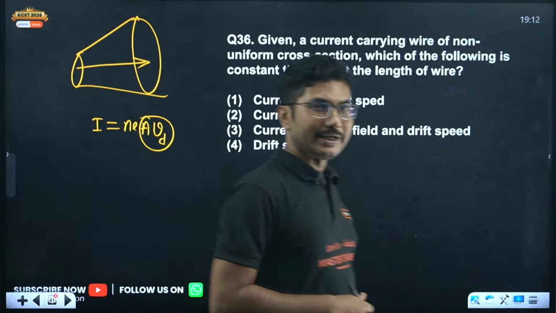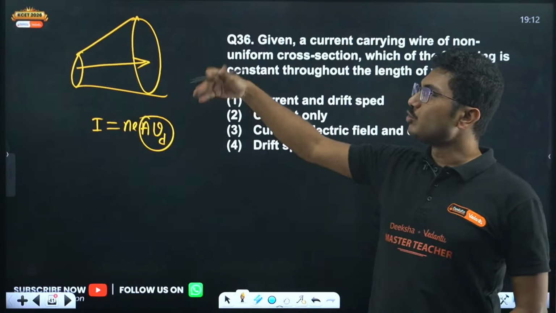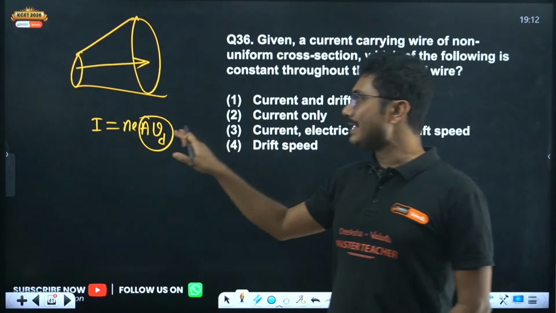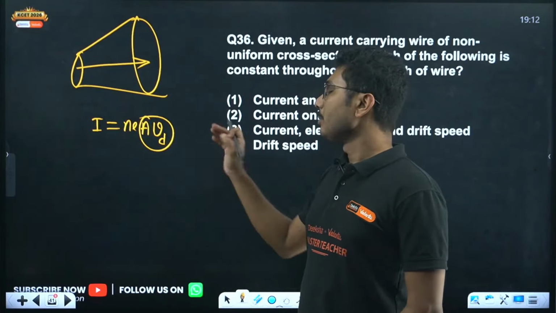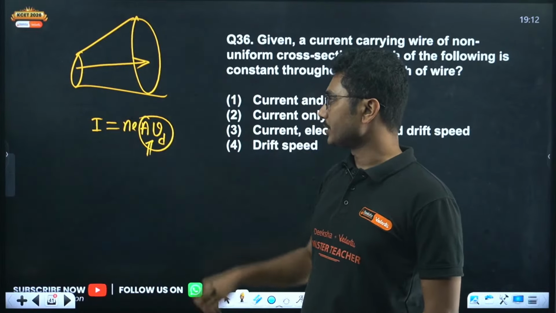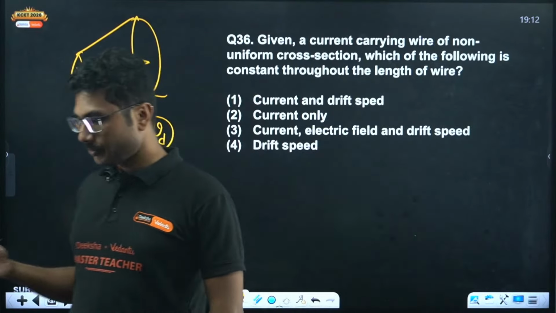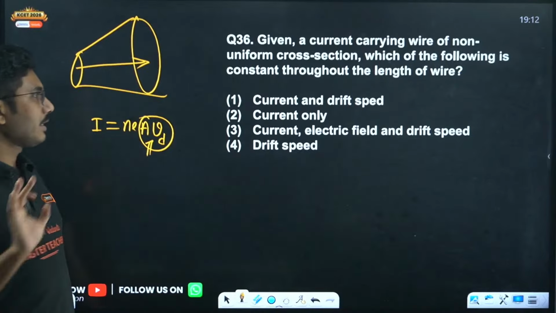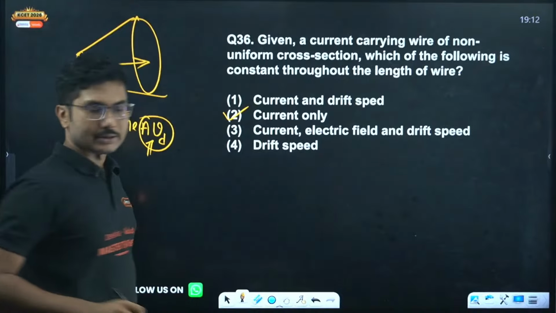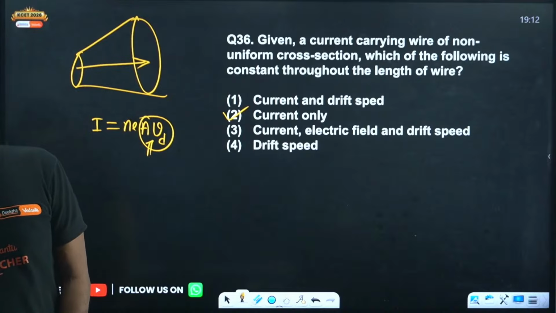Area into drift speed is constant, but as you move from point to point, the area changes, the drift speed changes, but their multiplication remains constant. This is called the continuity equation. Only current remains constant. Yes, only current remains constant.